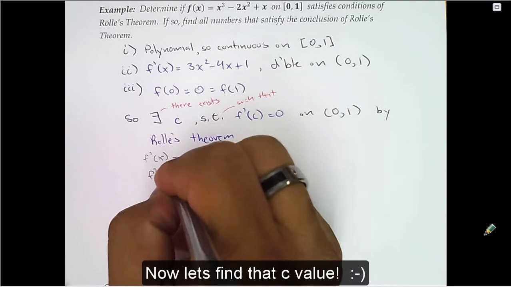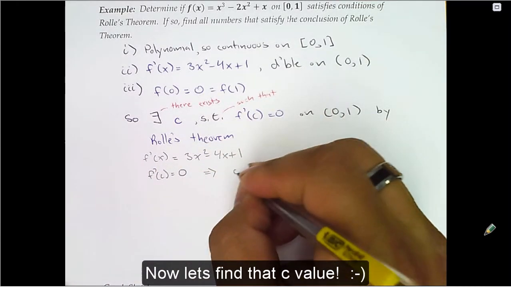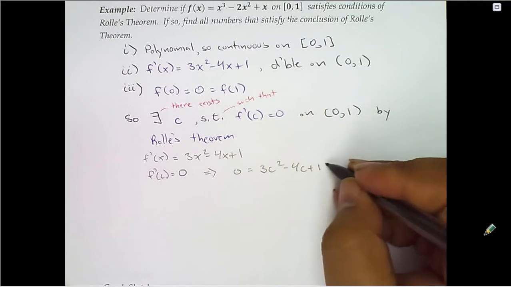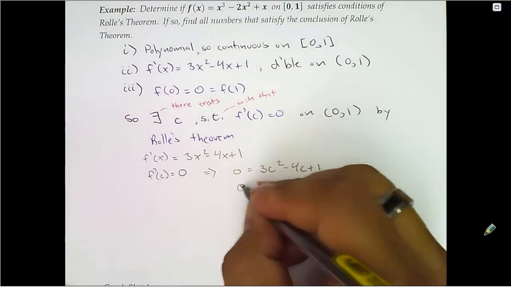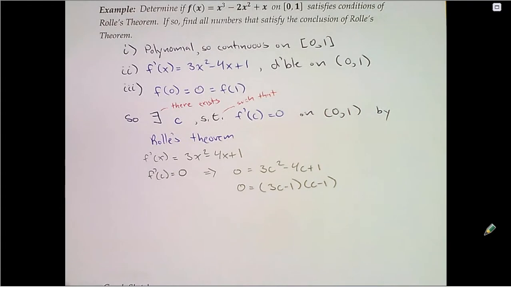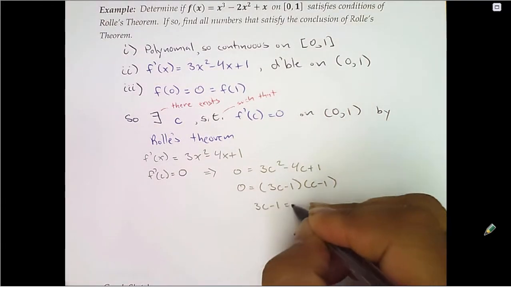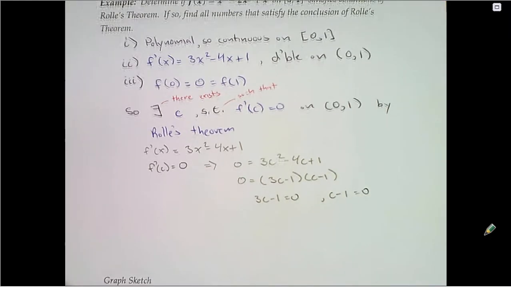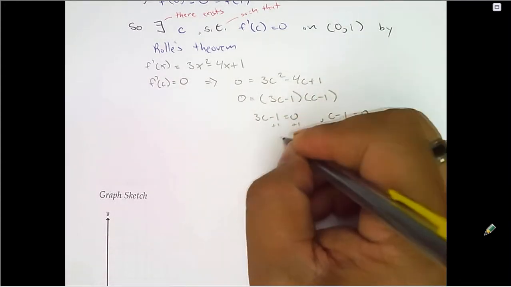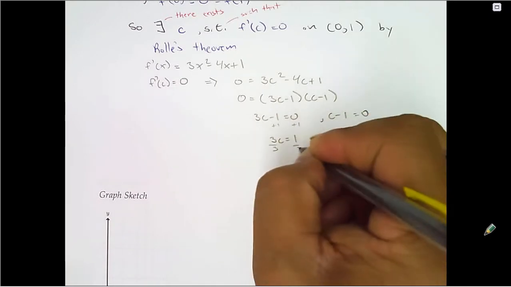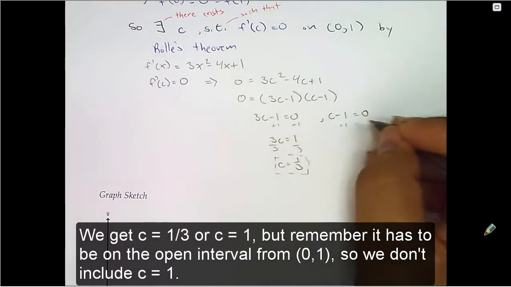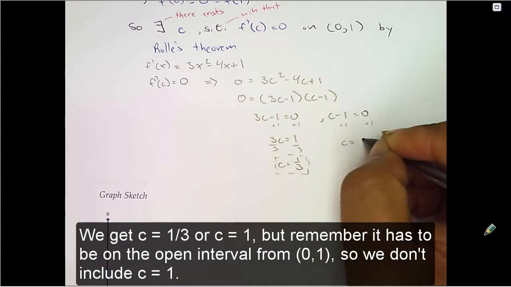Now, let's find that c value. We get c equals 1/3 or c equals 1. But remember, it has to be on the open interval from 0 to 1, so we don't include c equals 1.